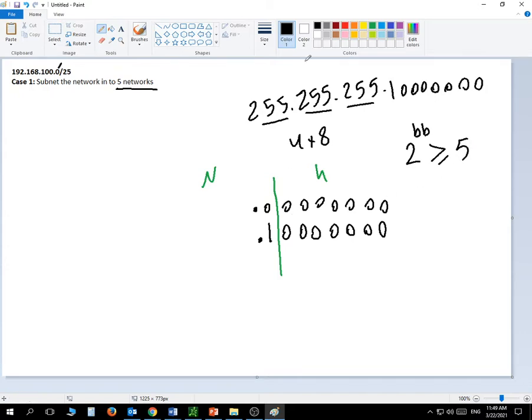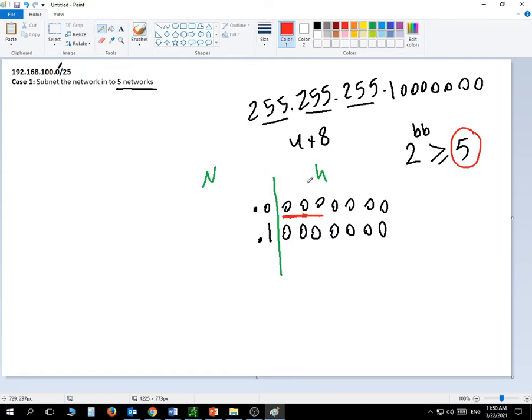So we will start with the first number here. If we borrow 1 bit, that's going to be 2 to the power of 1, which is basically going to be 2. 2 is not greater than 5, so that's not enough. And then we're going to have to add another bit, which in this case is going to be 2. 2 to the power of 2 is 4. 4 is still not greater than 5, so that's not the case. Now we need to borrow a third one. Now since 2 to the power of 3 is 8, and 8 is greater than 5, then I know for sure now that I need to borrow 3 bits.